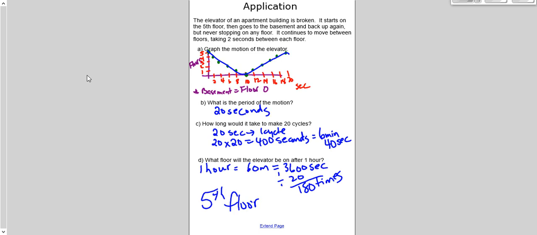All right, so that's all there is to periodic motion. It's just graphs that repeat themselves over and over again. In the next lesson, you're going to take a look at sine and cosine graphs, because they are graphs that create periodic motion, periodic graphs. So hopefully this gives you enough insight as to what all that means. Thanks.